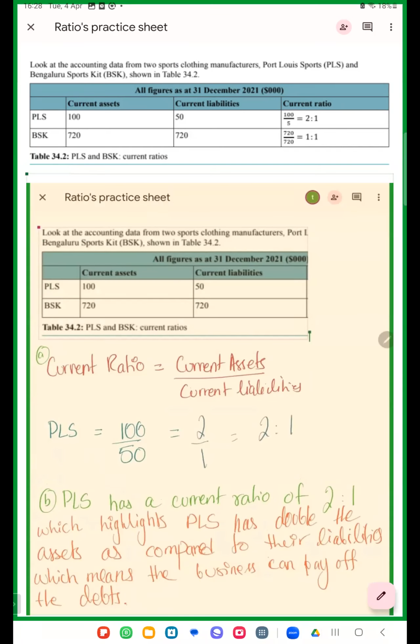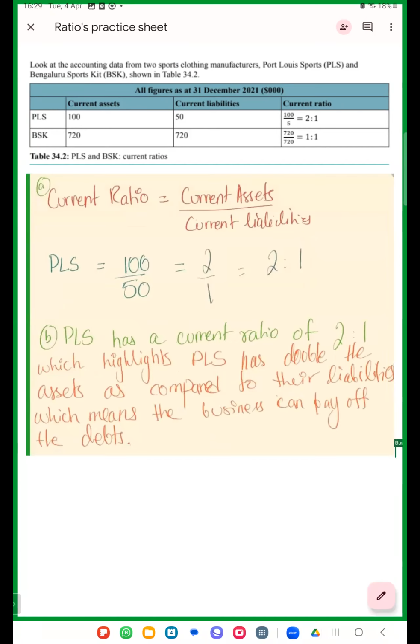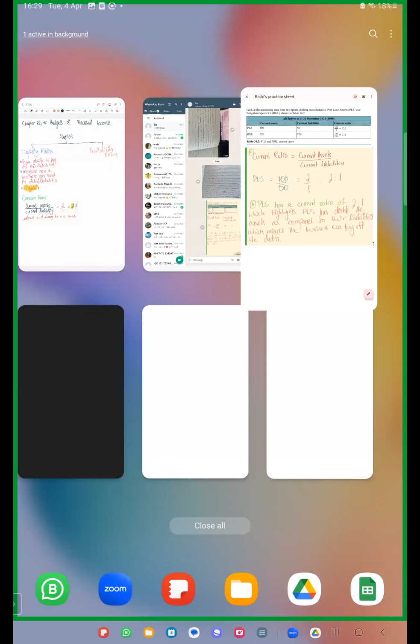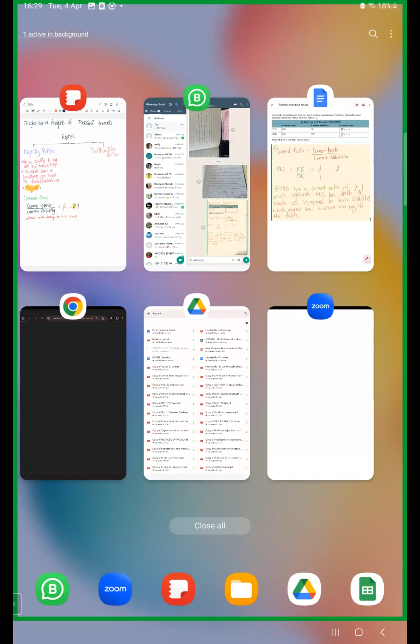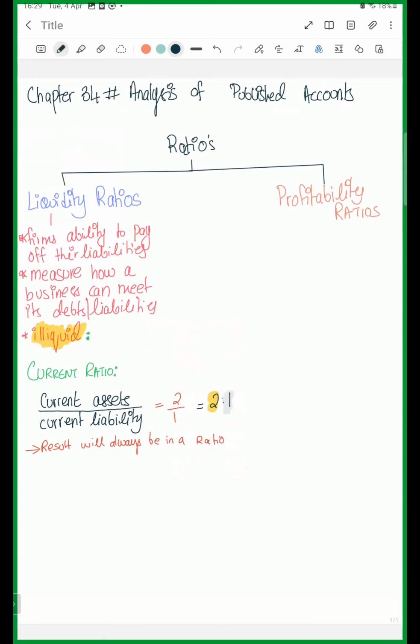Done? Okay. Moving on to the next type of ratio. I've just added this on the document so you can keep it for record. I'll also add some points over here. These are some sample comments that you could use for next time on the same document.